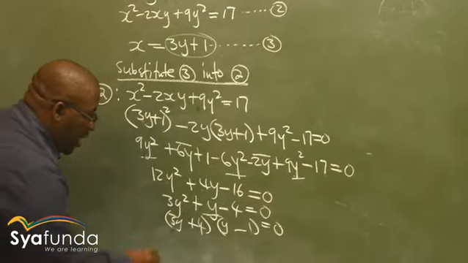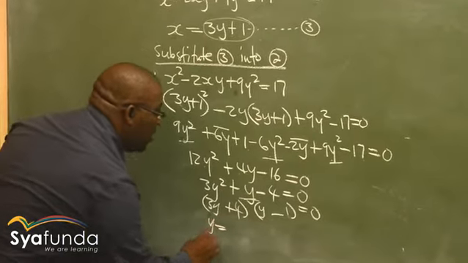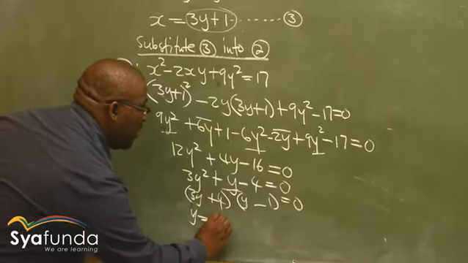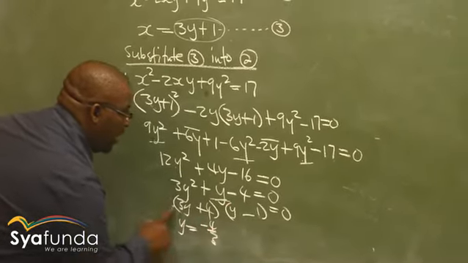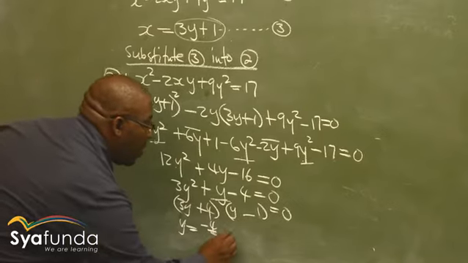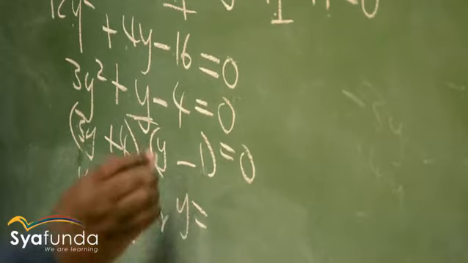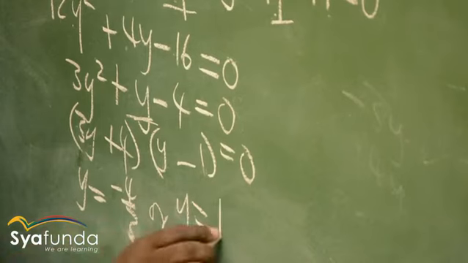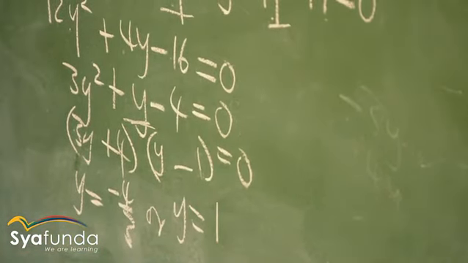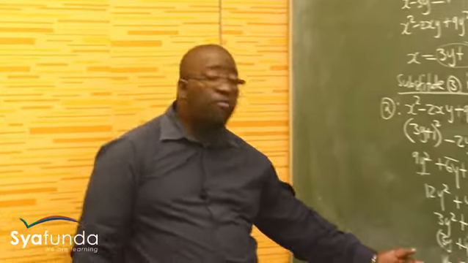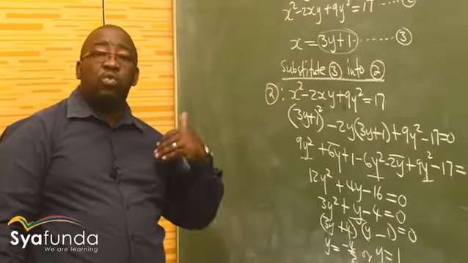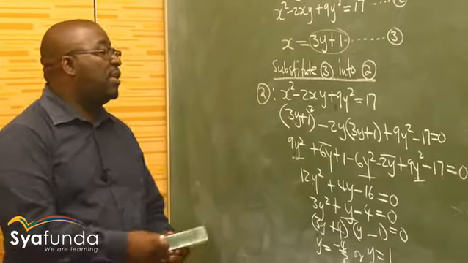What is the solution here? y will then be equal to minus 4 divided by 3, or y is equal to 1. I do have the values of y. Remember the question wants me to find both values of x and y. So we do have the 2 values of y. Now we need to find the 2 corresponding values of x.